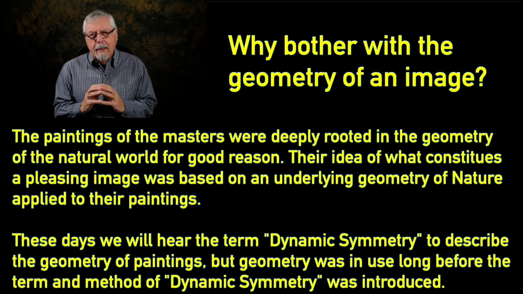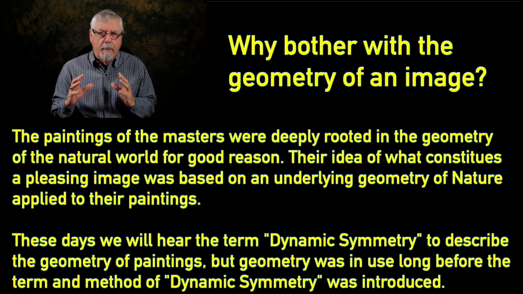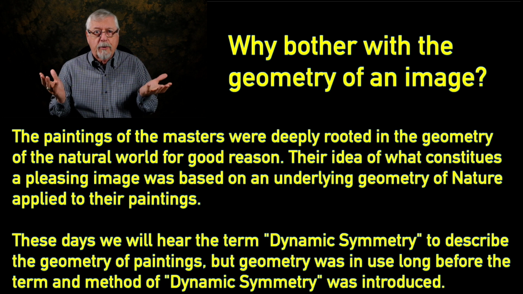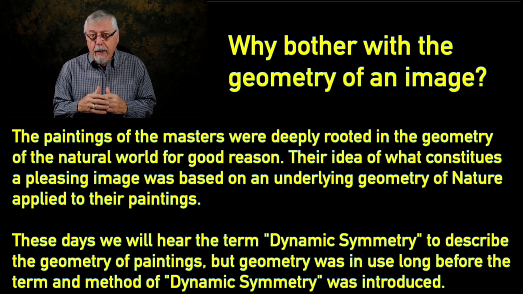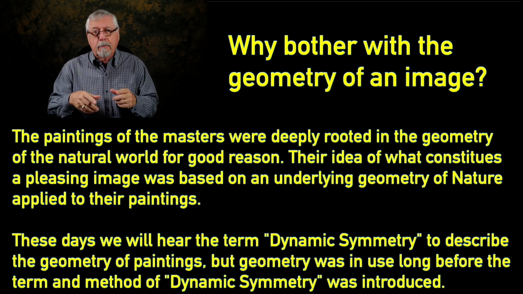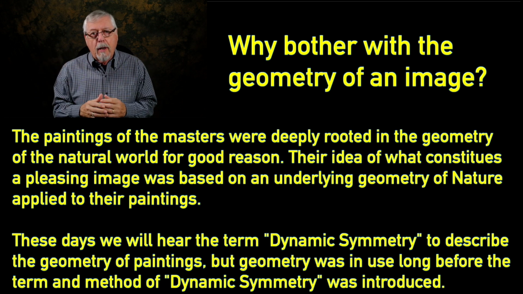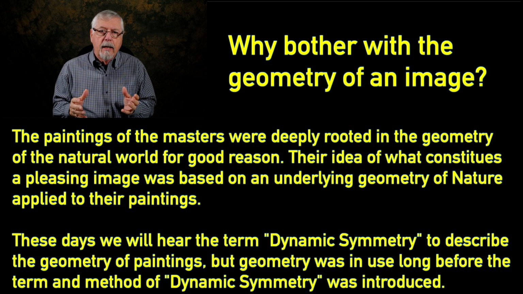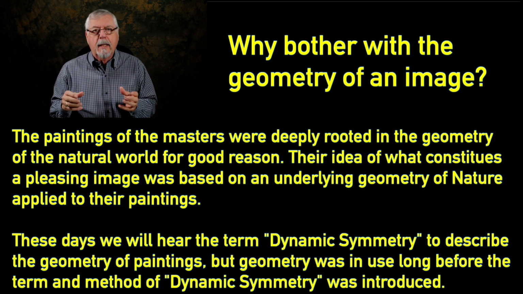And when we look at how the masters painted their beautiful pictures from centuries ago, they used geometry. They would take a blank canvas, draw lines on it, and then paint over those lines. And it was those lines that gave the painting its structure and its underlying composition.